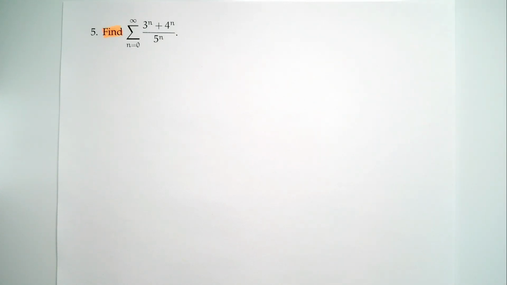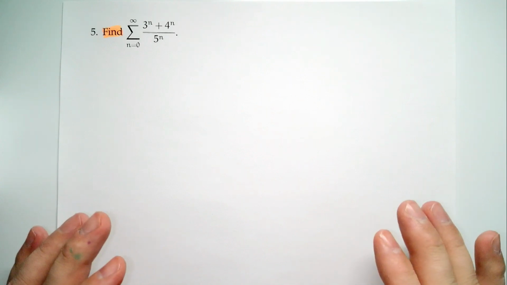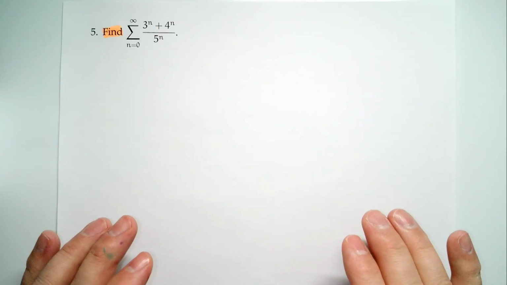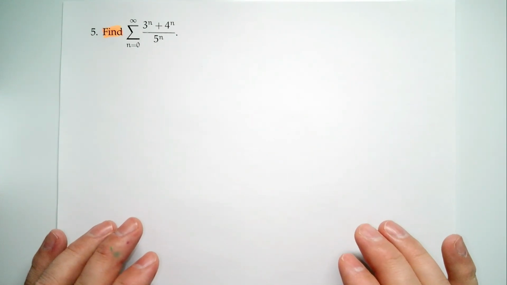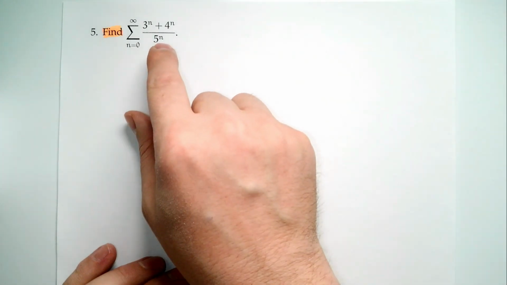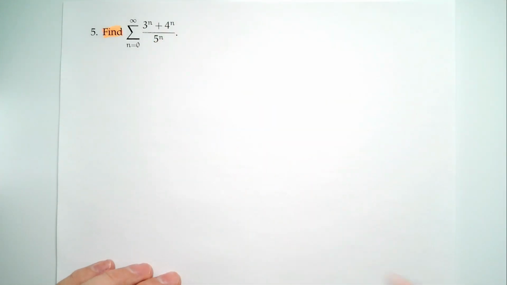So find the sum of 3 to the n plus 4 to the n divided by 5 to the n, n equals 0 to infinity. Well, we're thinking geometric or telescoping. Which one should we think of here? We should definitely think geometric because we think of things to the nth power. But we got to make it look geometric. Right now it doesn't feel very geometric.